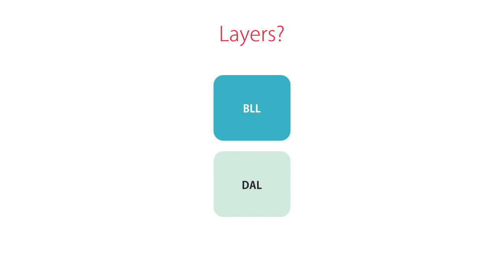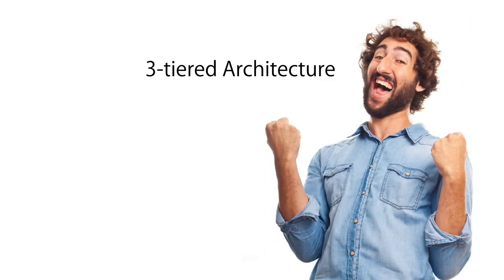Now, one trend that I have seen amongst some developers is that they create these folders, BLL, which stands for Business Logic Layer, and DAL, which stands for Data Access Layer. And then they refer to their application as having three-tiered architecture. This statement is fundamentally wrong.